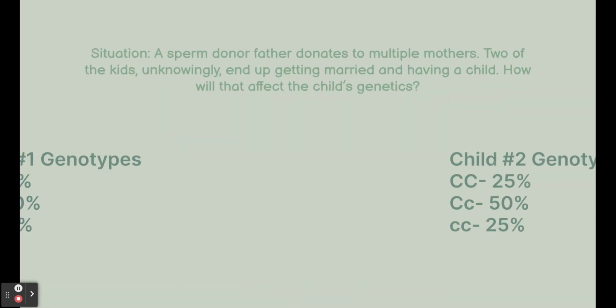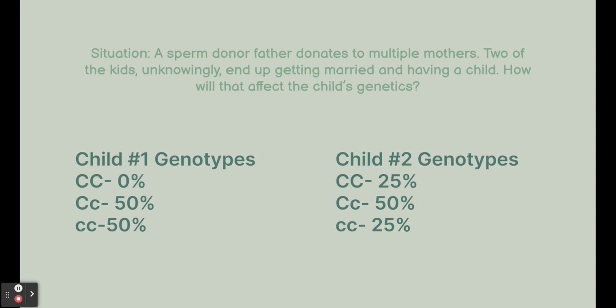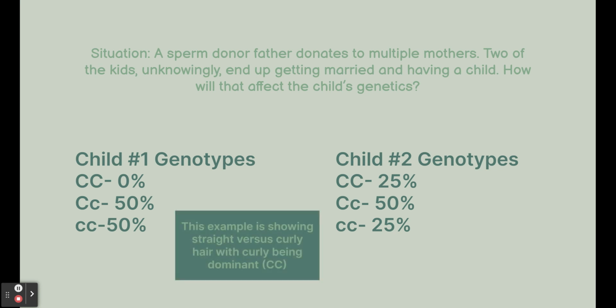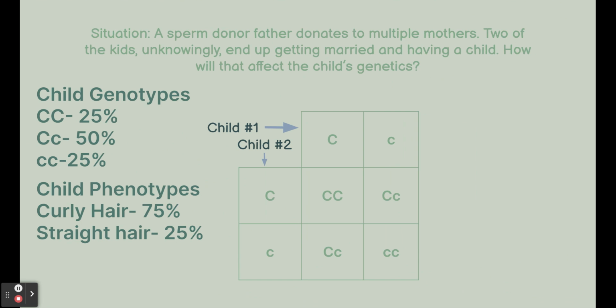So, same situation: the potential genotypes for the kids. The first kid could be 50-50 dominant or heterozygous for curly hair, or recessive, homozygous recessive. And then the second child could be 25% dominant homozygous, 50% heterozygous, or 25% recessive homozygous. Just clarifying again that curly hair would be the dominant trait.